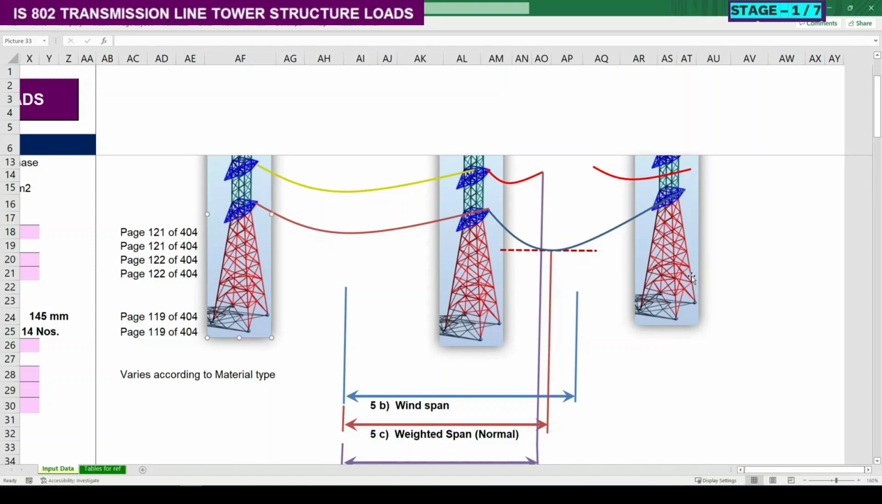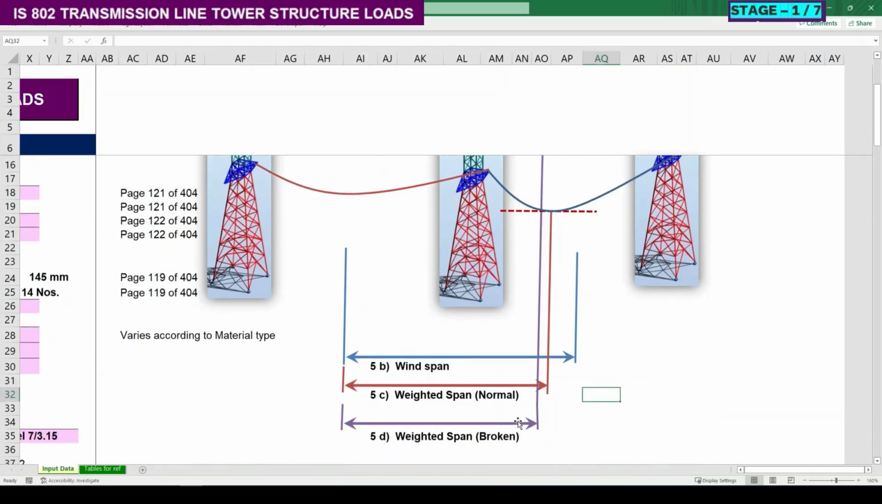But in this case, where there are two levels of transmission line tower, the tangent line shown is the exact lowest point of the conductor, in line with the horizontal line. So these are the distances we need to consider as the weighted span for a normal condition.